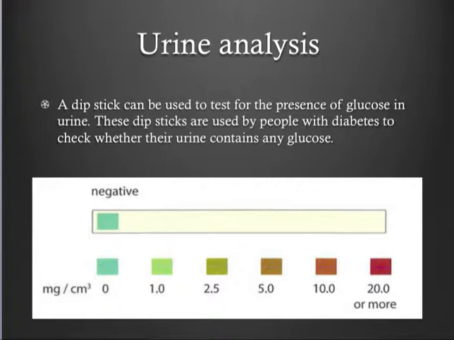One problem, though, is that they don't indicate current blood glucose concentration, only whether the concentration was higher than the renal threshold in the period of time when the urine was collecting in the bladder.